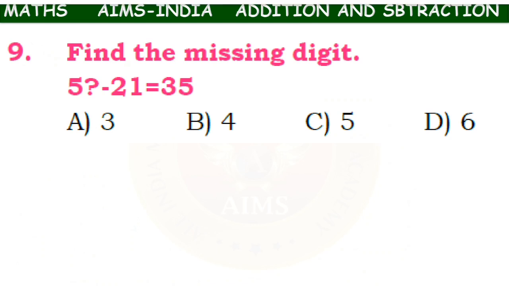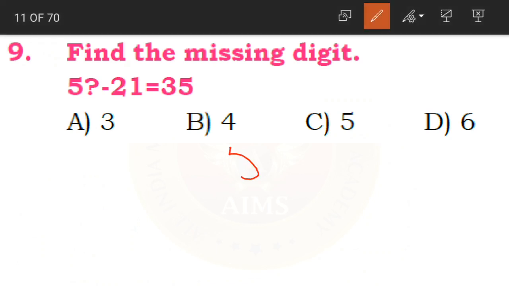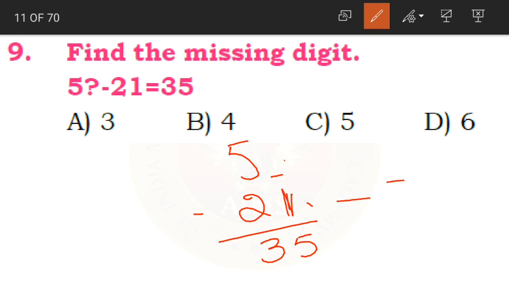Find the missing digit. Again here, children, 5 and then one digit is missing, minus 21 is equal to 35. Now how to do this, children? See, dash minus 1 is equal to 5. We need to find out what? We need to find out the minuend here.